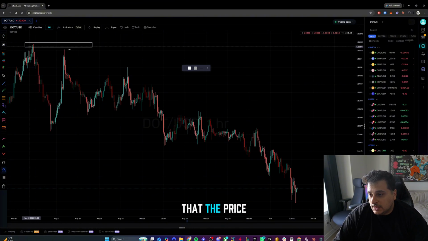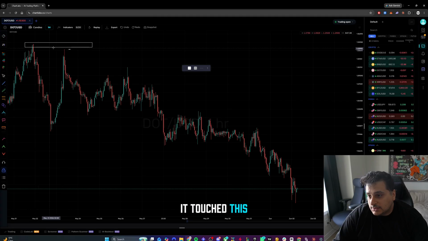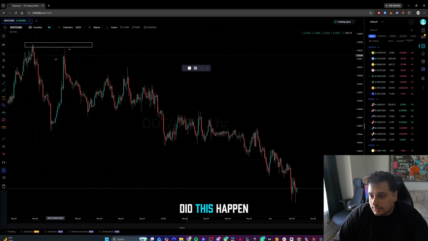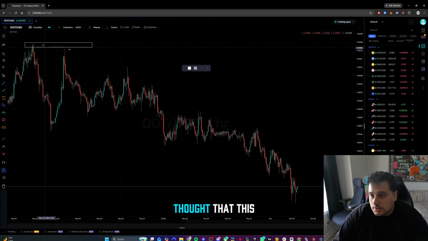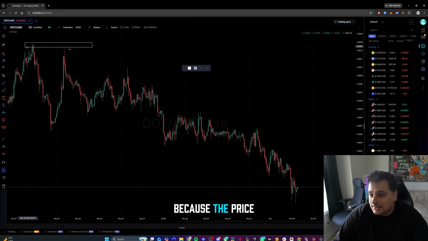So over here, we can see that the price came up this high, then went down, and then came back up this high again. It touched this level somewhat, right? And then fell back down. Why did this happen? The reason this happened is because the majority of people or institutions or hedge funds thought that this right here is a psychological level and it's a good level to sell again because the price could not beat this level earlier.